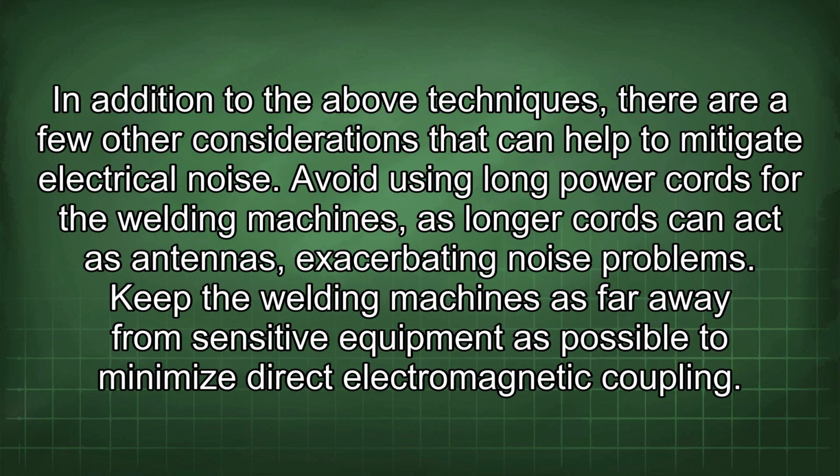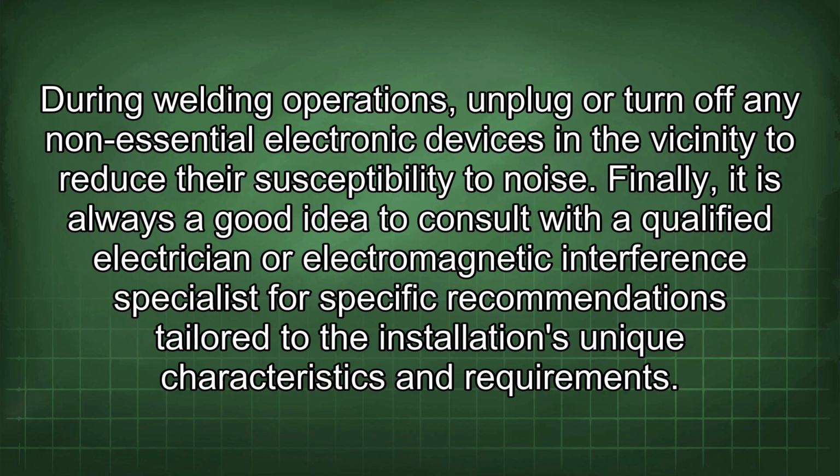In addition to the above techniques, there are a few other considerations that can help to mitigate electrical noise. Avoid using long power cords for the welding machines, as longer cords can act as antennas, exacerbating noise problems. Keep the welding machines as far away from sensitive equipment as possible to minimize direct electromagnetic coupling. During welding operations, unplug or turn off any non-essential electronic devices in the vicinity to reduce their susceptibility to noise.